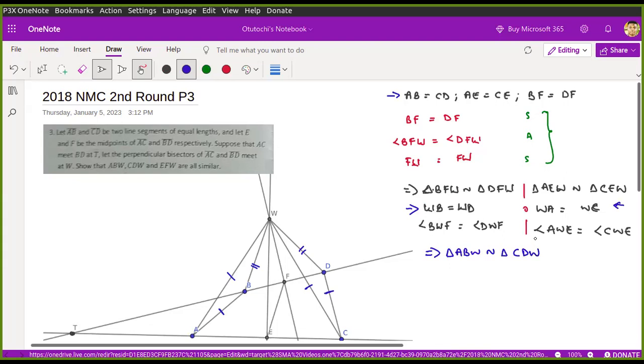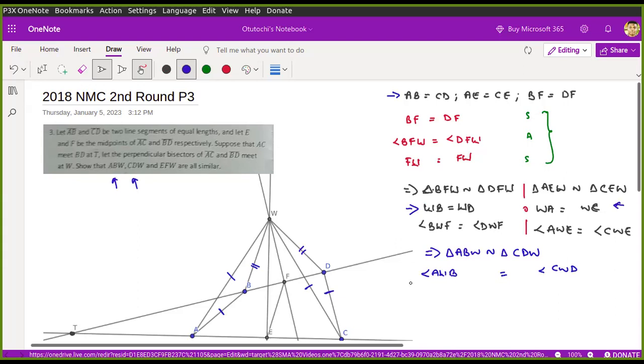And this is actually half of what you're trying to prove, right? What's left is just to show that triangle EFW is similar to either of these, right? And if you can do that, you are done. So to do that, we can take note of something else of interest. From this similarity, for example, we can conclude that angle AWB is equal to angle CWD.